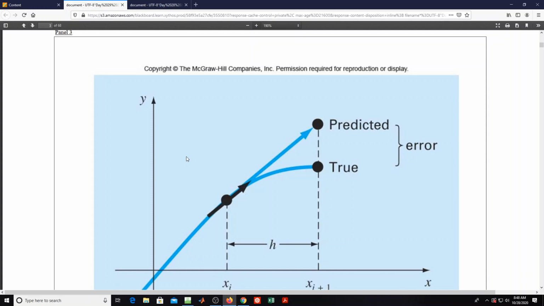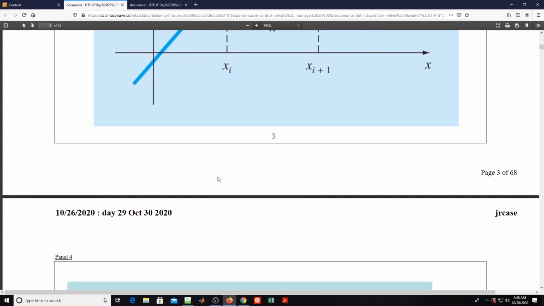Did Dr. Thompson do any Euler's method in Cup 2? Any differential equations whatsoever? Oh, I'll have to talk to him.